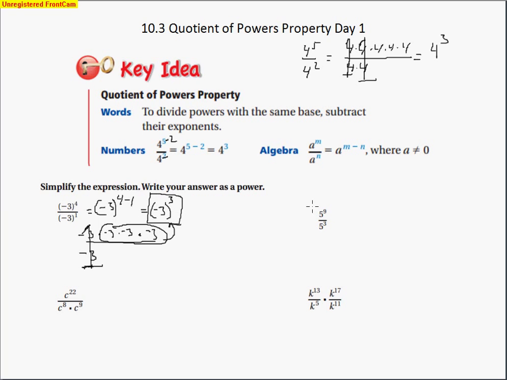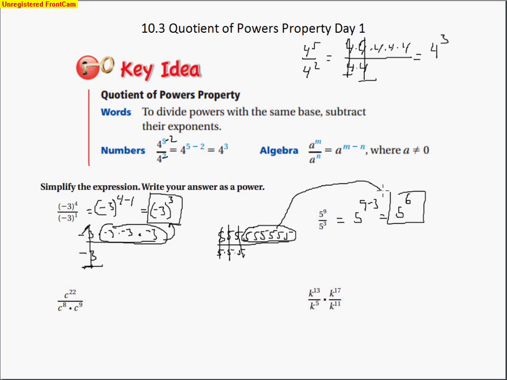Looking at this one, we have 5 to the 9th over 5 to the 3rd. Again, we're using the rule, so we subtract the exponents. That leaves me with 5 to the 6th power, and that would be our answer. If we wrote out 5 9 times, there's 5, 6, 7, 8, 9. And then down below we have 3 5's being multiplied. You can see how these 3 5's down below will cancel out 3 5's up top, and that's how I'm left with those 6 5's. That's why it's 5 to the 6th power.